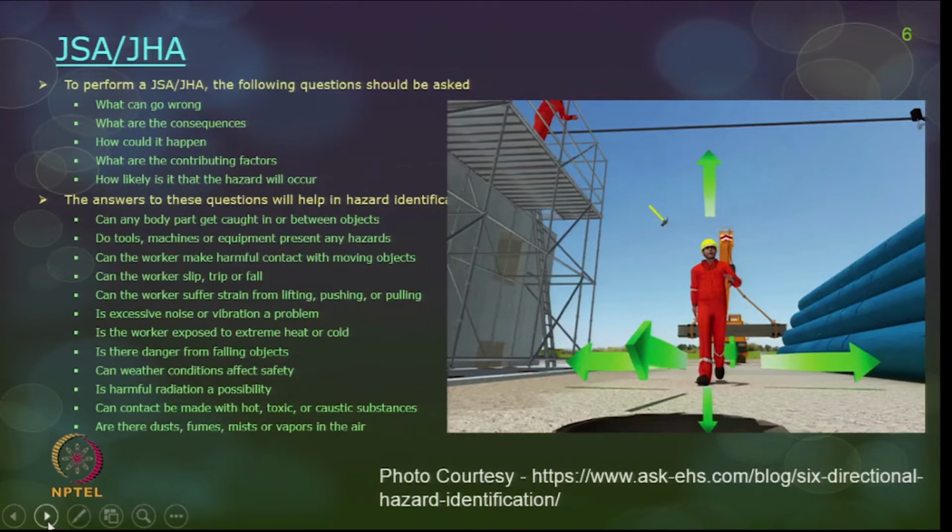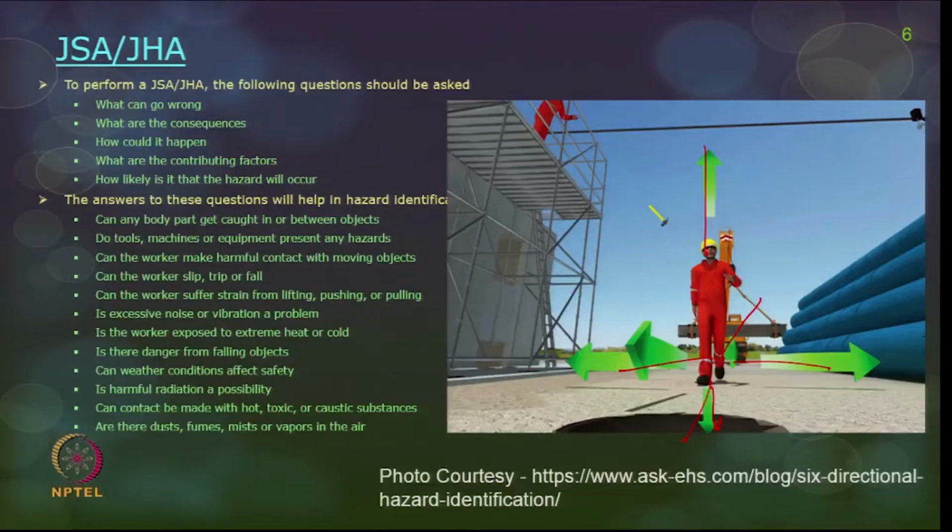Now, to perform a JSA or JHA, the following questions can be asked and you can get the answers. First, this is actually a photo taken from a website. You have to look at all the hazards from 6 directions. One is from the top, one on the front, the back, then sideways, 2 sideways, and one on the ground, which is below your space. So, you will have 6 directions to look through for any of the operations a worker is performing, and accordingly you may easily be able to identify all the hazards present in the construction operation.